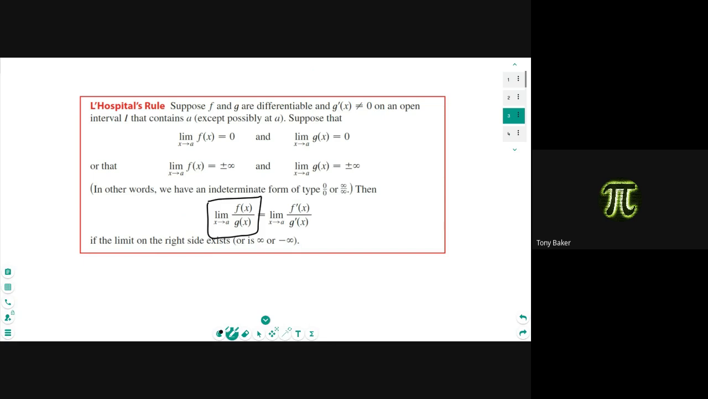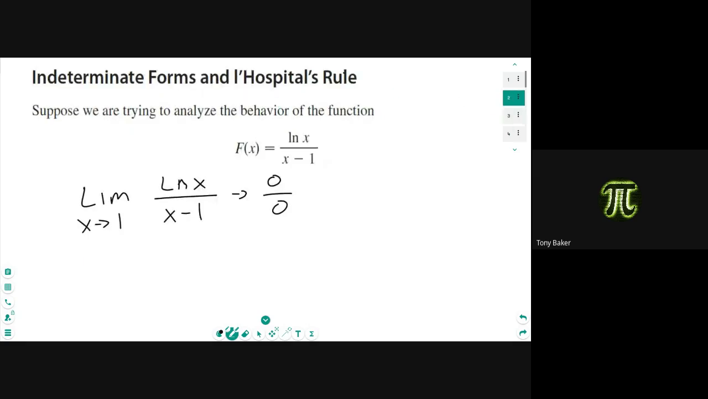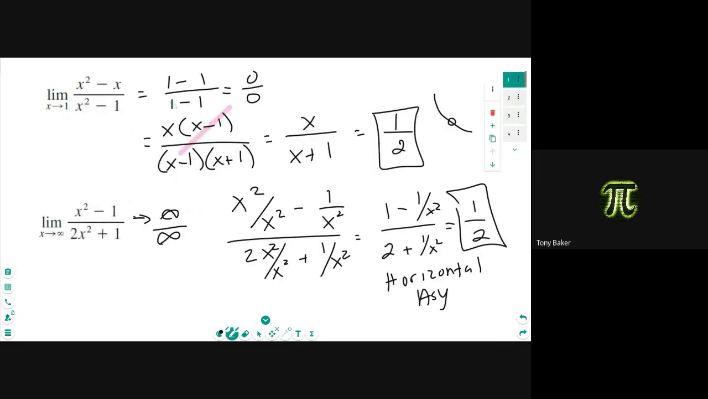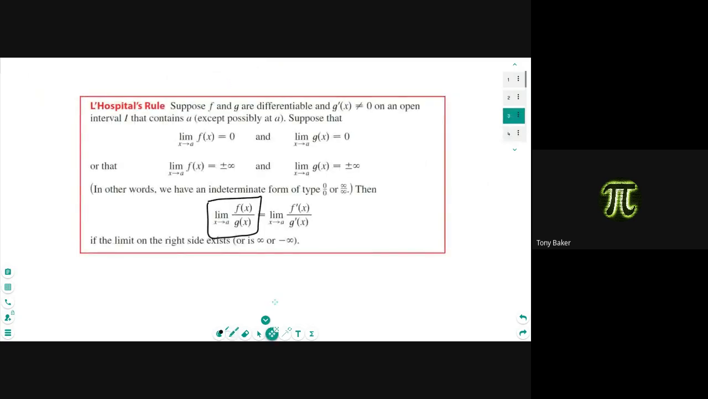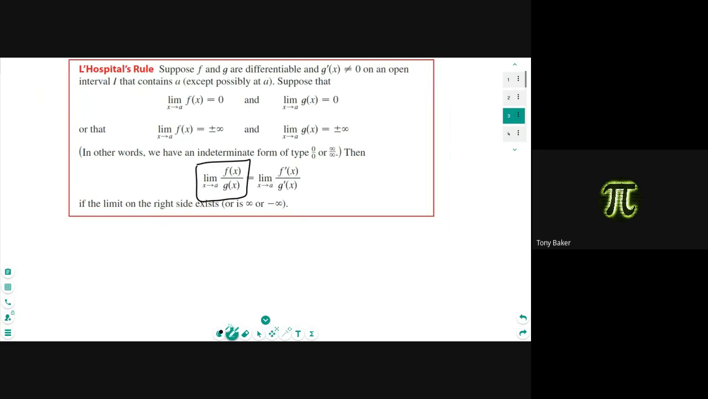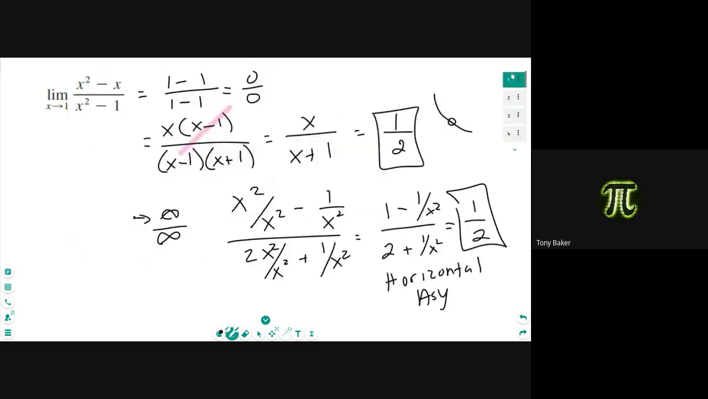Okay, so the first couple indeterminate forms we looked at were 0 over 0 and infinity over infinity. Those are two indeterminate forms, which means those do not exist at the beginning. So if I look at that original problem that I just did, if we had the limit as x goes to 1 of x squared minus x over x squared minus 1, was it minus x or plus x?